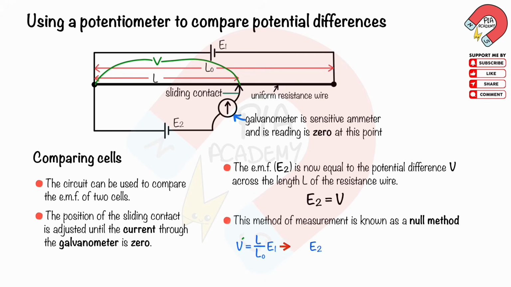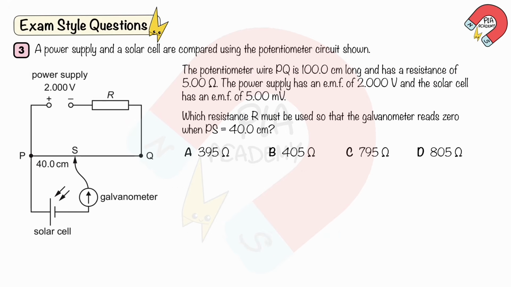So, the PD V equals L over L0 times E1. Substituting V equals E2, like this. We rearrange the equation, as the ratio of E2 to E1 equals the ratio of L over L0.